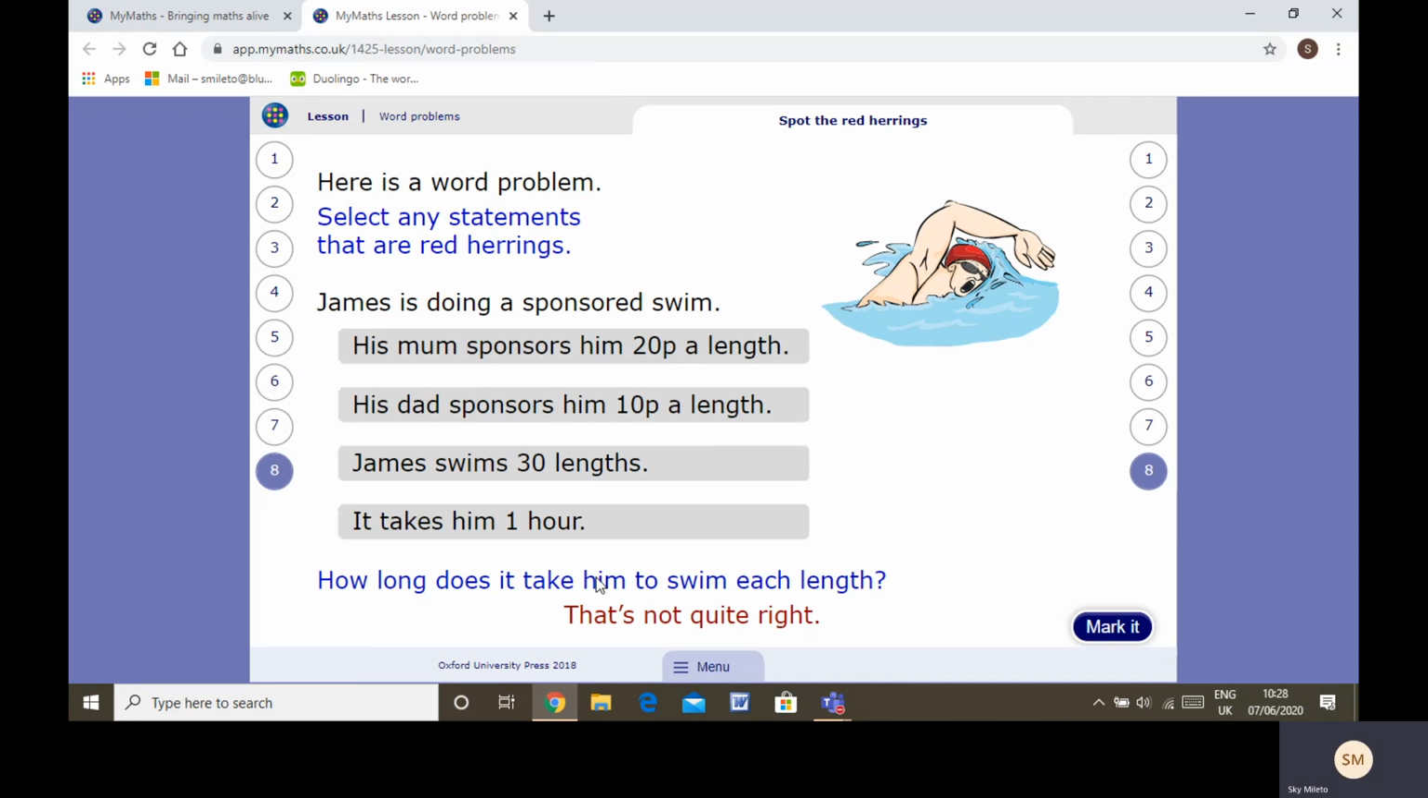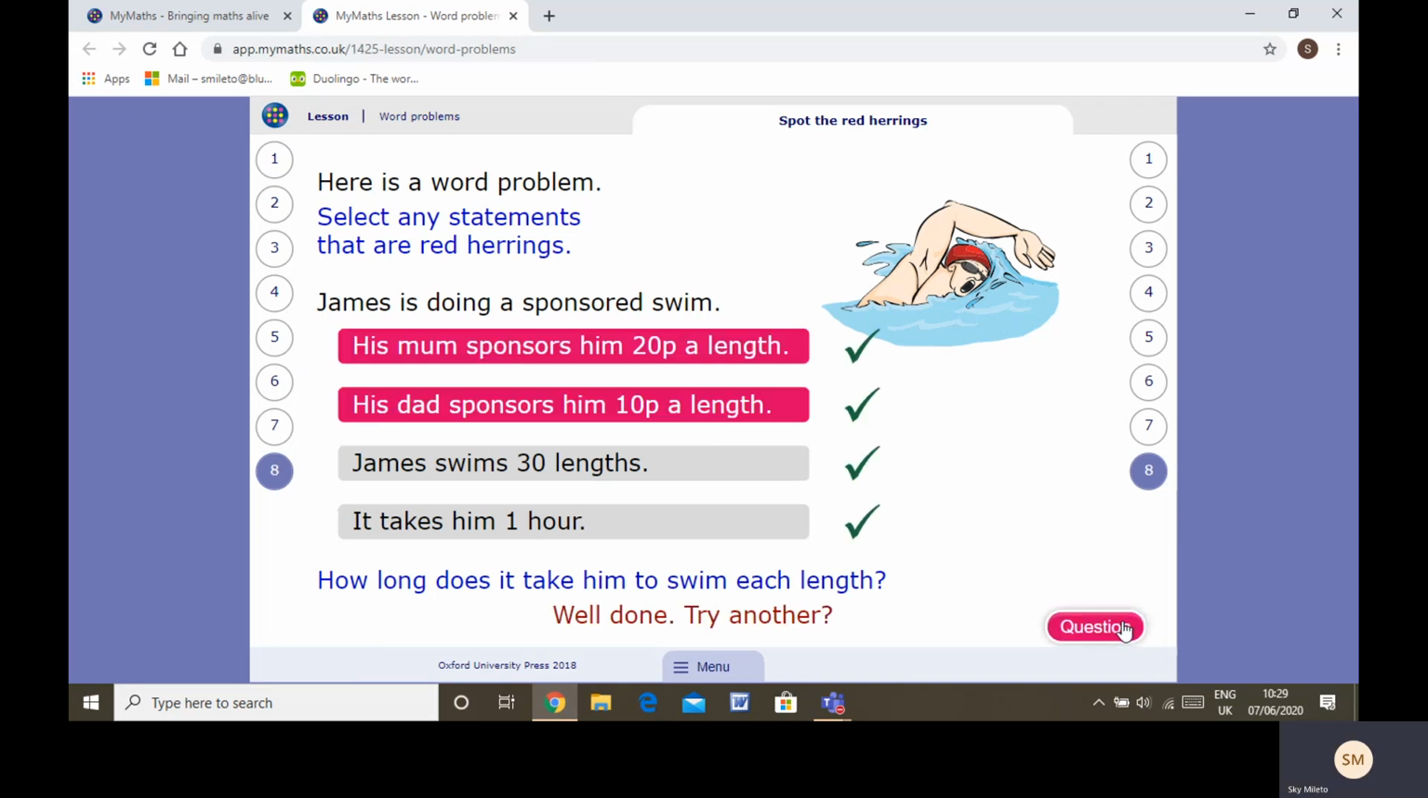Oh, how long does it take him? I haven't read the question right. How long does it take him to swim each length? Does it matter how much he's sponsored? I thought it was going to say how much money did he raise. So I didn't read the question. So I'm very, very silly. We don't need to know how much he raised. We need to know how many lengths he did in an hour. So therefore we can get rid of these statements.